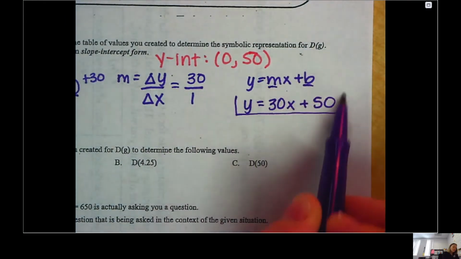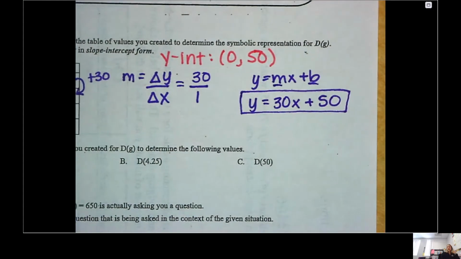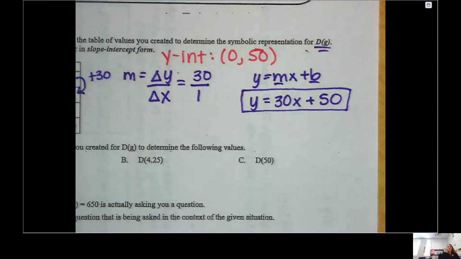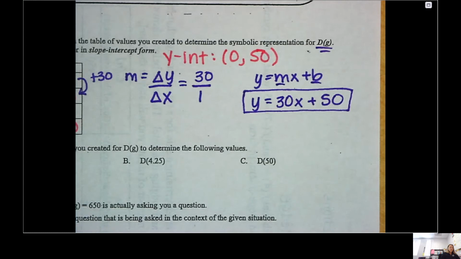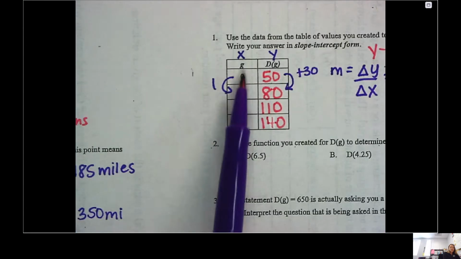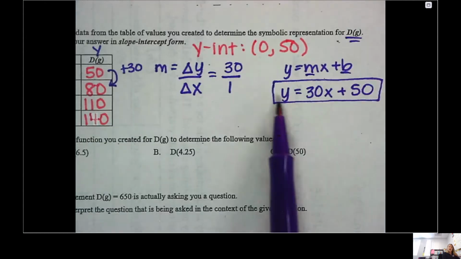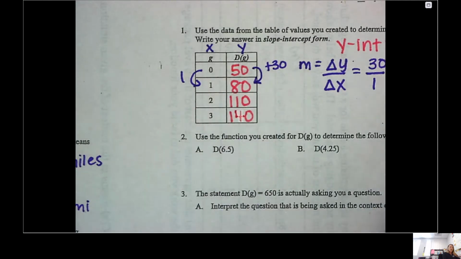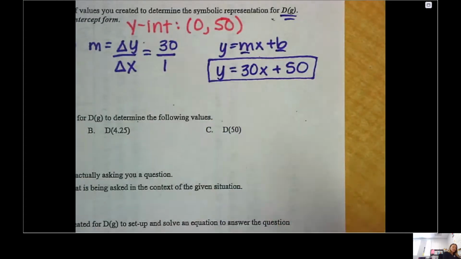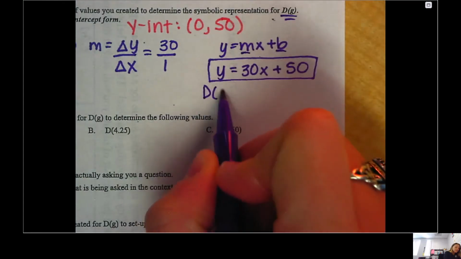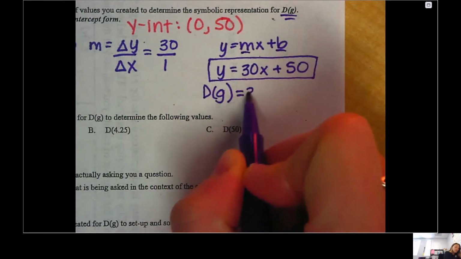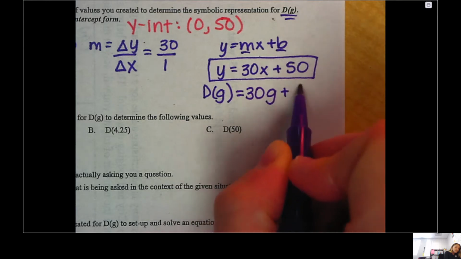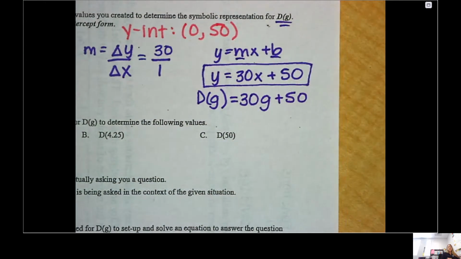Now, this is how we write it if we're just writing it as a line, but we're writing it as a function, which just means my x variable, instead of x, we're using g for gallons. And instead of my y variable, we're using d of g, which means how many miles can you go with this many gallons. So instead of writing x and y, I'm going to write g and d of g, but it's still the same problem. So instead of y, I'm writing d of g equals 30g plus 50. Okay, that's it written as a function.